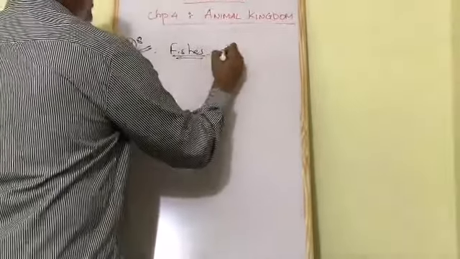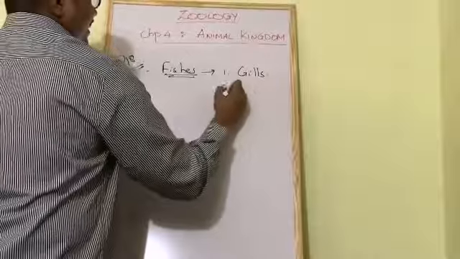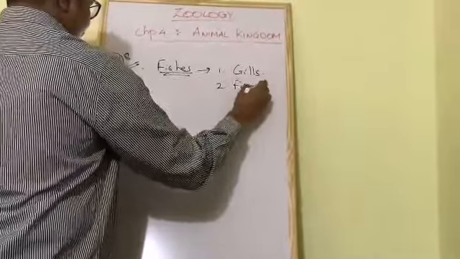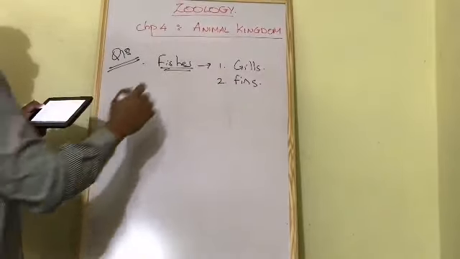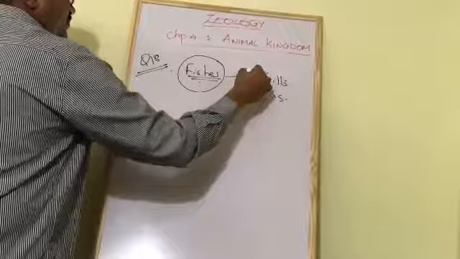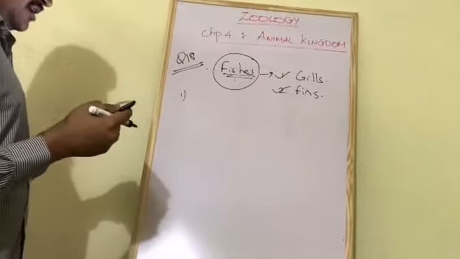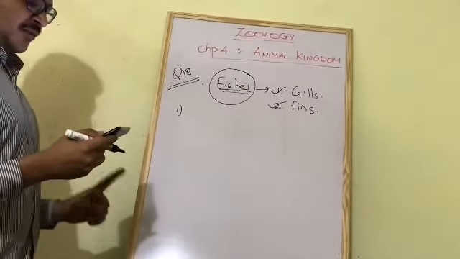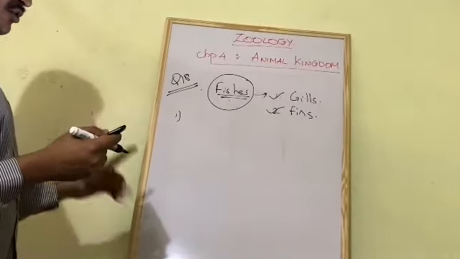So the fishes possess two things: one is gills and the other one is fins. Which of the following is not a true fish? According to this question, a true fish is the one which is going to possess gills and fins, and out of the 4 options given, you are supposed to select that option where it is not a true fish.